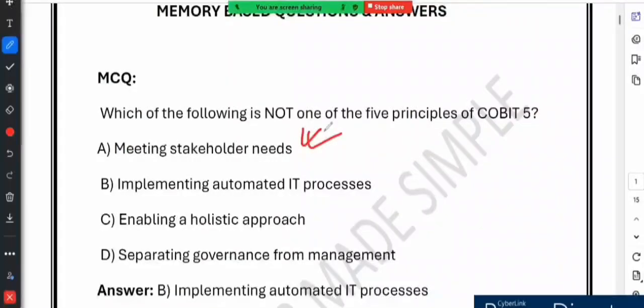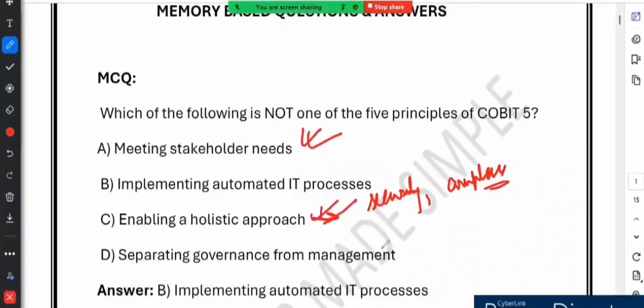Let's see option C, enabling a holistic approach. Think of an organization like a human body. If one part fails, the entire body suffers. Similarly, COBIT 5 promotes a holistic approach, meaning that IT governance should be well connected and consider all aspects like security, compliance, or efficiency. It is not just about one area, it's about the whole system working together. So this is another principle of COBIT 5.